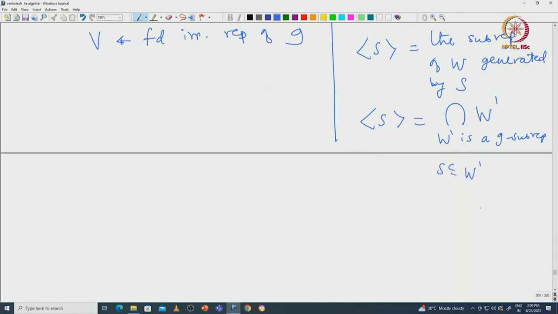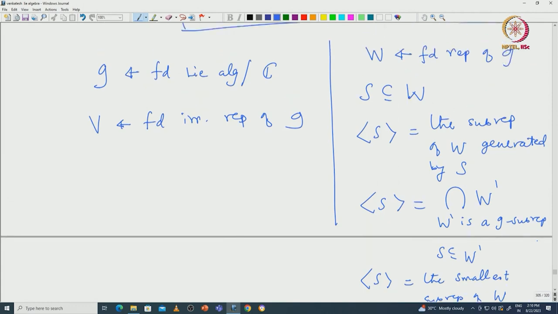So it is not hard to see the intersection of any family of G sub representations will again be a sub representation, and if S is contained in each W dash, then it is clear that S will be contained in the intersection of the W dash, okay. So in particular, this sub representation of W generated by S is the smallest sub representation of W that contains S, okay. So now let us specialize to this finite dimensional irreducible representation, okay.